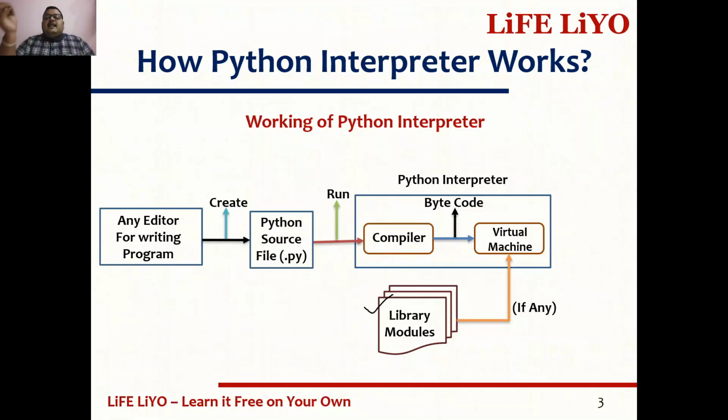Like that, if any more libraries are there, like pandas or numpy or os or scikit, these types of things are the external libraries. They are going to be added at the virtual machine. After completing all this process, Python will run the program, and we are going to get the output.